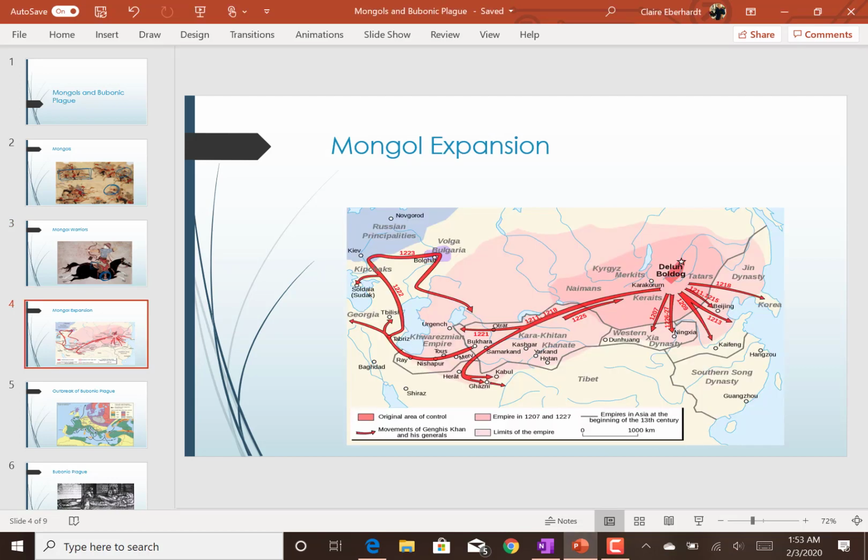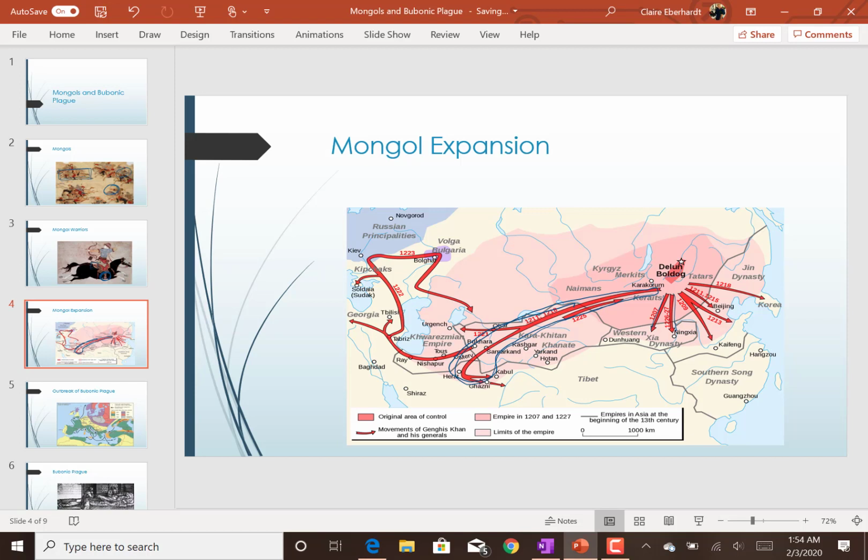plague. And just to give you an idea of how much they opened up a significant area of the world, the map here shows the expansion in different areas, as well as movements of Genghis Khan. So these large red lines here, these are all movements of Genghis Khan and his generals, which shows how far and overreaching that they traveled.